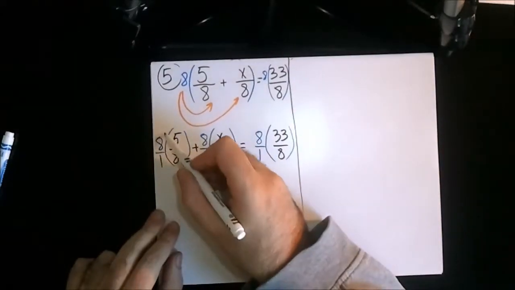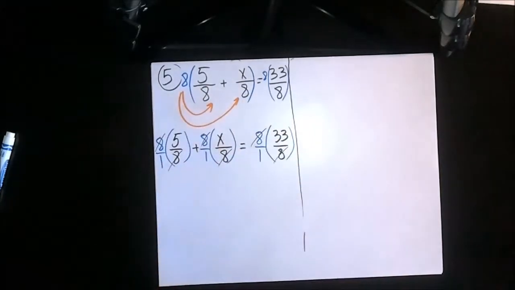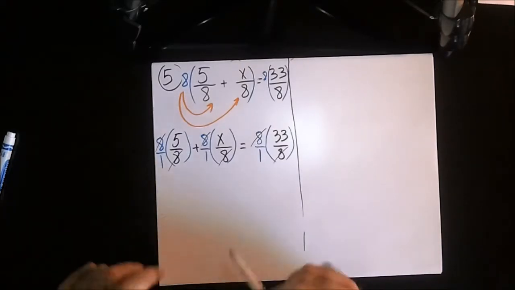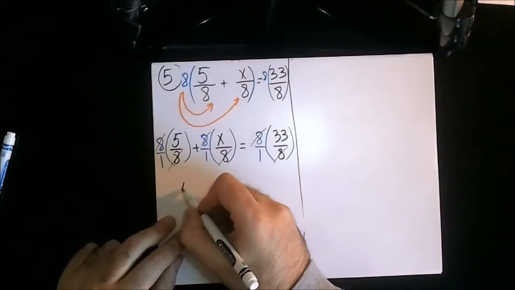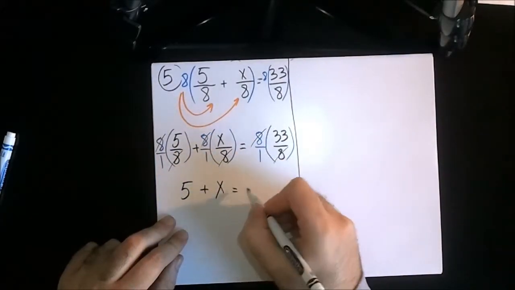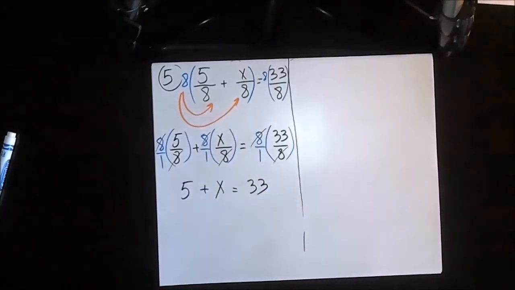I have an 8 at the top and an 8 at the bottom, 8 at the top, 8 at the bottom, 8 at the top, 8 at the bottom. So I did what I set out to accomplish. I got rid of all my denominators. What's left? Here I have a 5, plus here I have an x, equals here I have a 33. Perfect. If you have any questions right now, if this is confusing, ask me now. I'll pause this and explain it again. But if this makes sense, let's go ahead and move on.